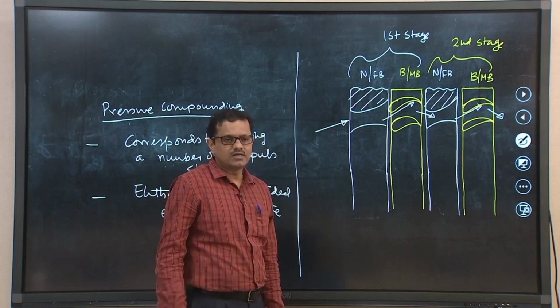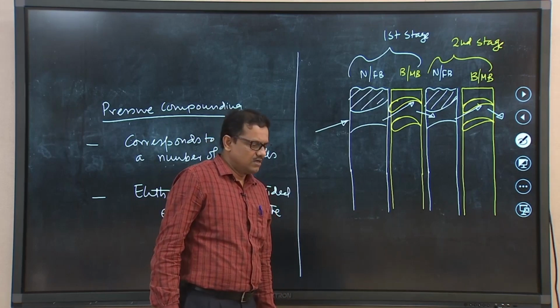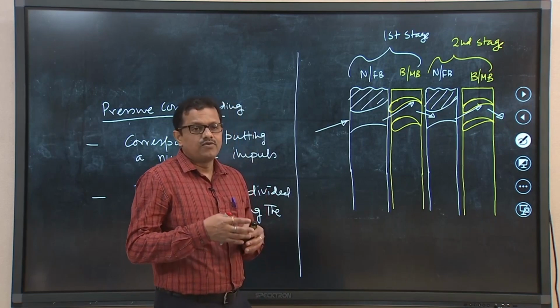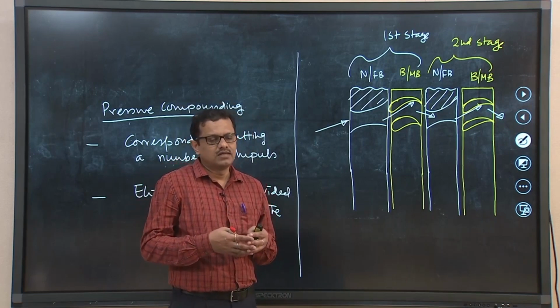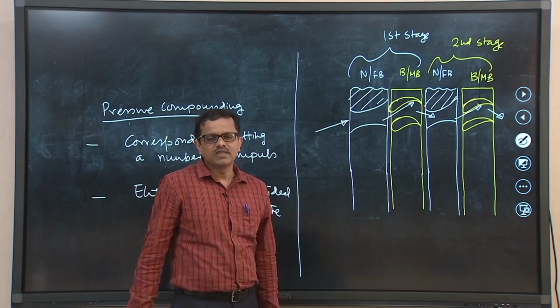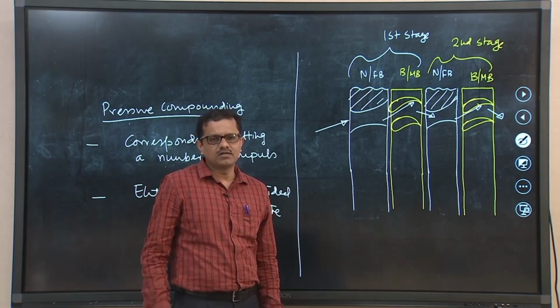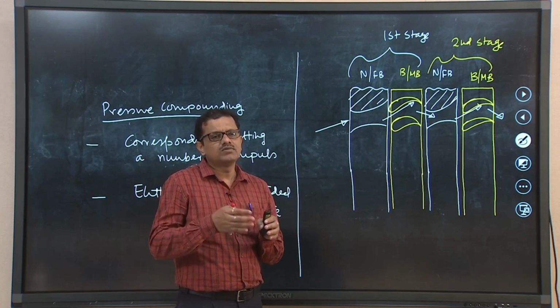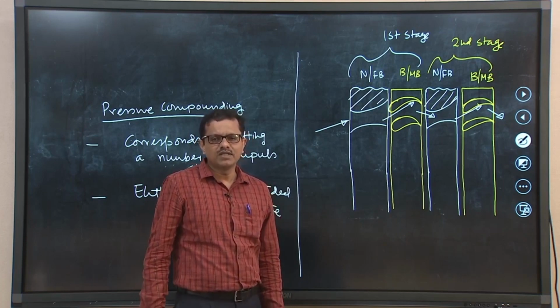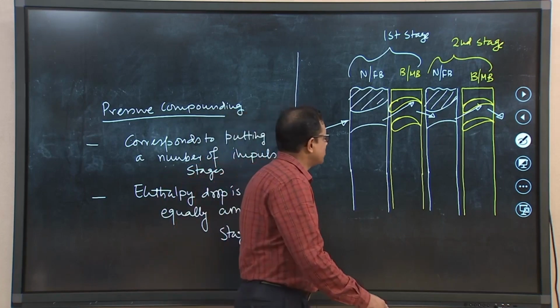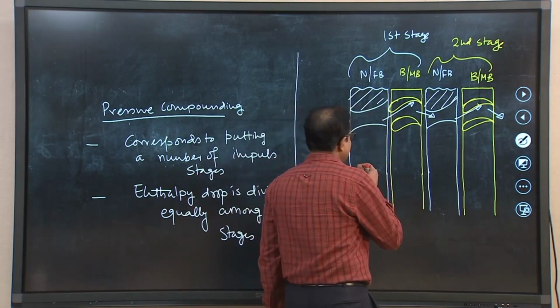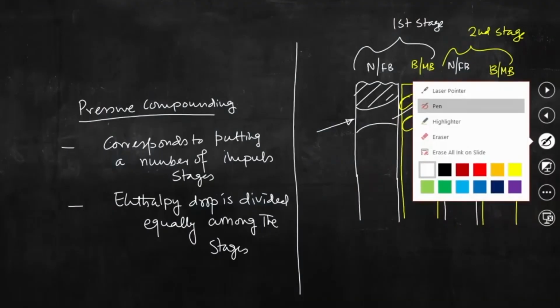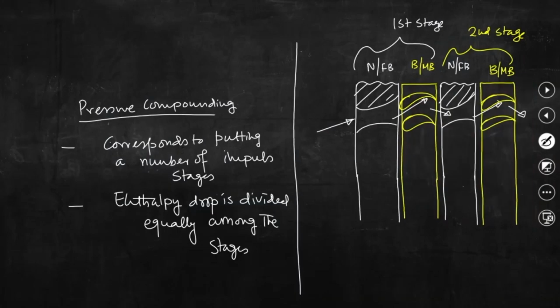So, how many stages are needed for a particular turbine unit depends on the total enthalpy drop that will be there while steam is passing through the turbine unit. So, if we try to draw the pressure velocity diagram, we are talking about pressure compounding.